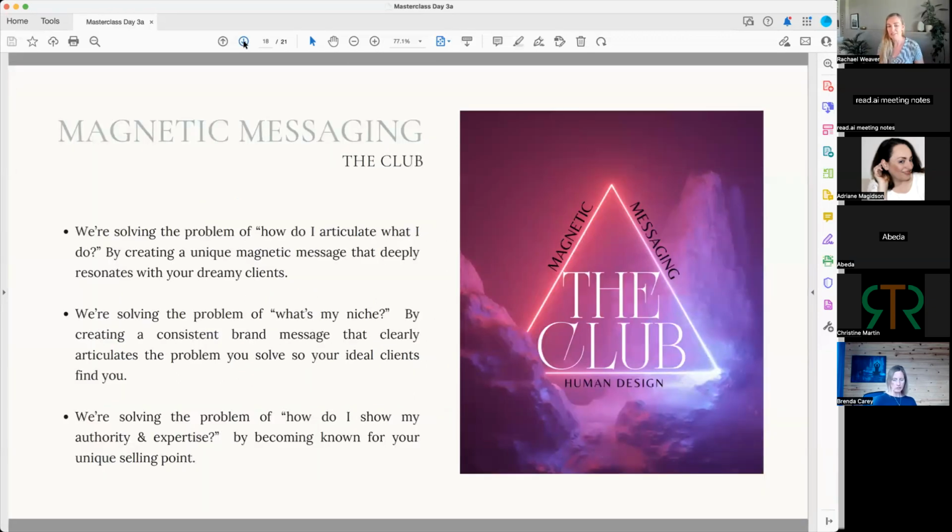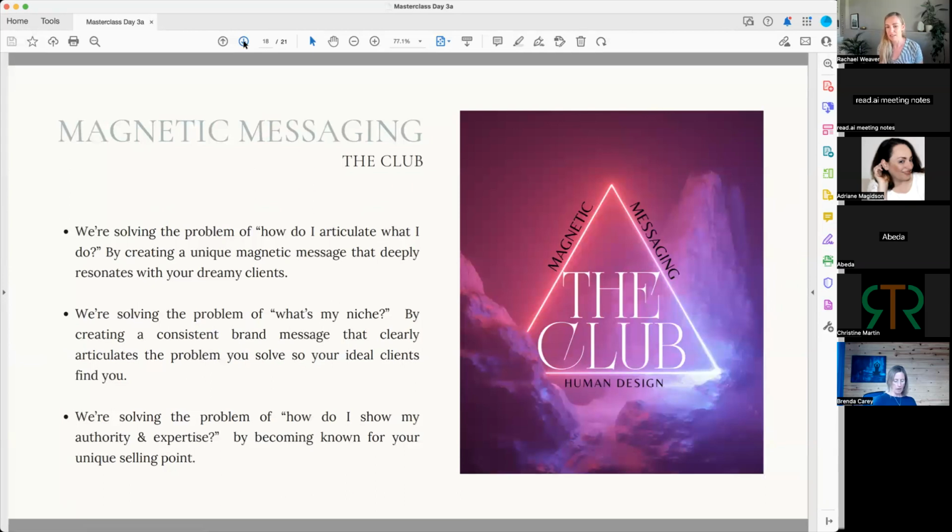Inside the club, we're solving this problem of how do I articulate what I do? Because we're creating that magnetic message that deeply resonates with our clients. We're solving the problem of what is my niche, because we're creating consistent brand messaging that clearly articulates the problem that we solve, and our ideal clients find us. We don't have to chase. We don't have to go out there and grab for things.